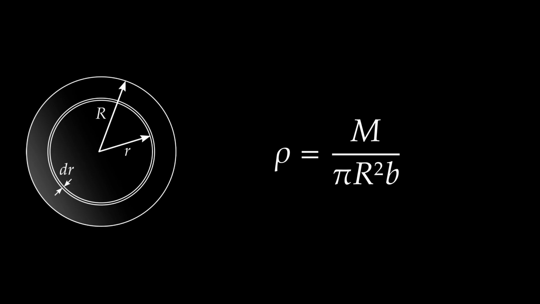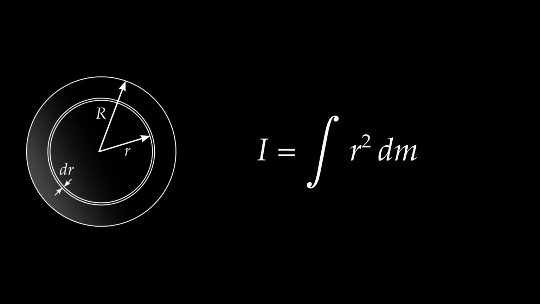Well, the cross-sectional area of the disk, of course, is the area of a circle, which is pi capital R squared, the entire area of the disk multiplied by its thickness, which, as I said, I'm going to use B as the thickness of the disk. And so I'm going to perform my integral that defines the moment of inertia. The moment of inertia is equal to the integral of r squared dm.